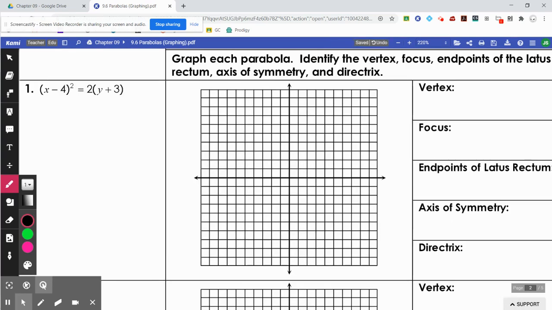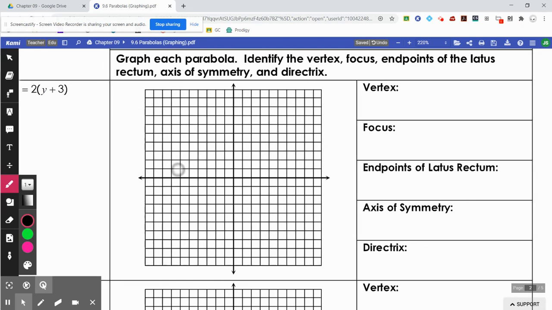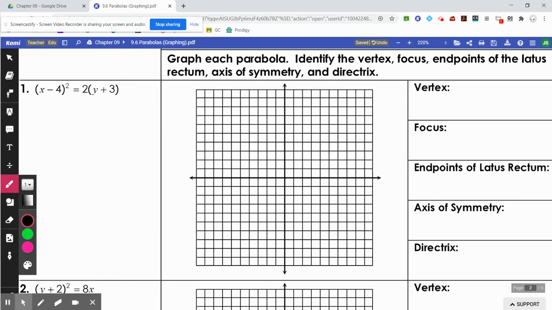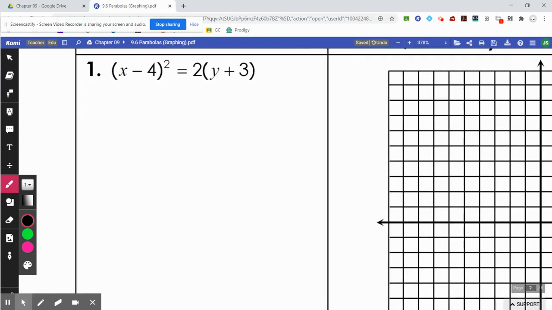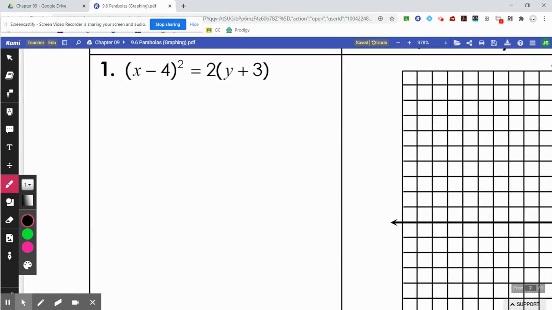Okay, so let's work some problems. It says graph the parabola, identify the vertex, focus, endpoints of the latus rectum, the axis of symmetry, and the directrix. Well, let's first get it into our standard form, and here's how we're going to do it. Since 2 is being multiplied, the first thing I would do is move it to the other side by dividing. Dividing by 2 and multiplying by 1/2 is the same thing. So let's come out here in front of this whole term, and multiply it by 1/2.